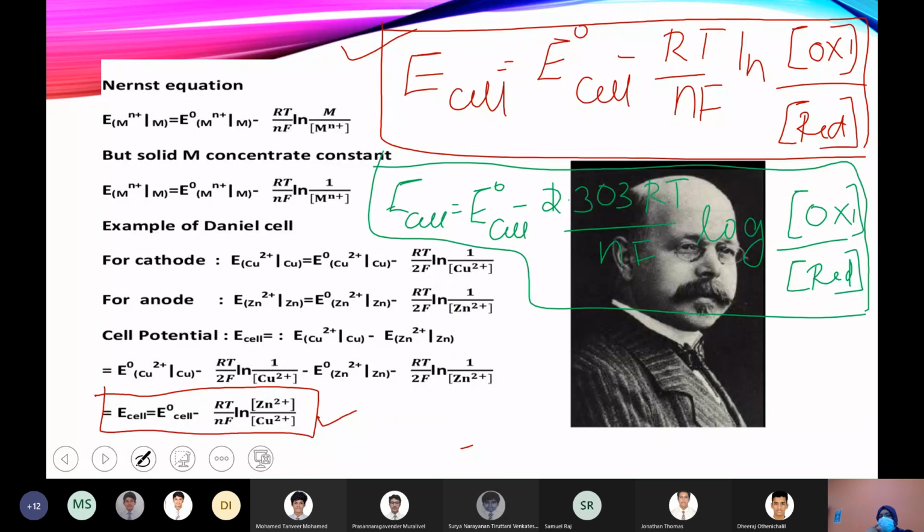This has to be represented in this form, like what I asked. Then based on the values given, you have to substitute and find the final answer. So always you will calculate E cell, that is, under non-standard condition. The standard values will be there, and you can calculate and find this out.